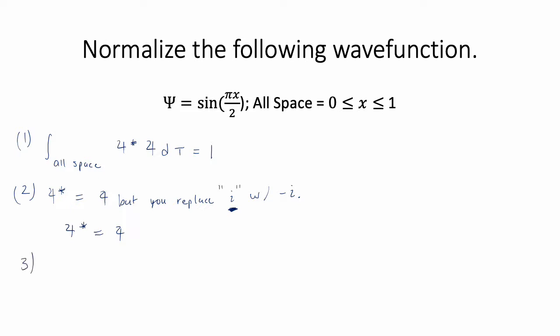And then finally, we need to introduce a normalization constant. So we're going to rewrite psi as n psi, where n is the normalization constant. And we should also write the complex conjugate of psi as n psi complex conjugate. And now we're ready to complete this problem.